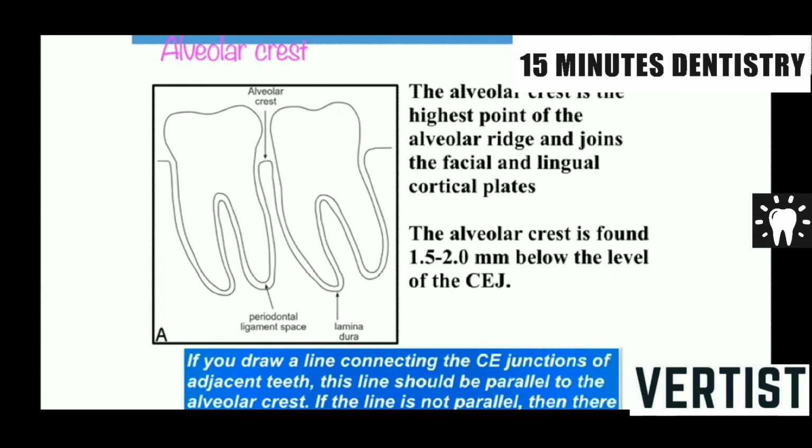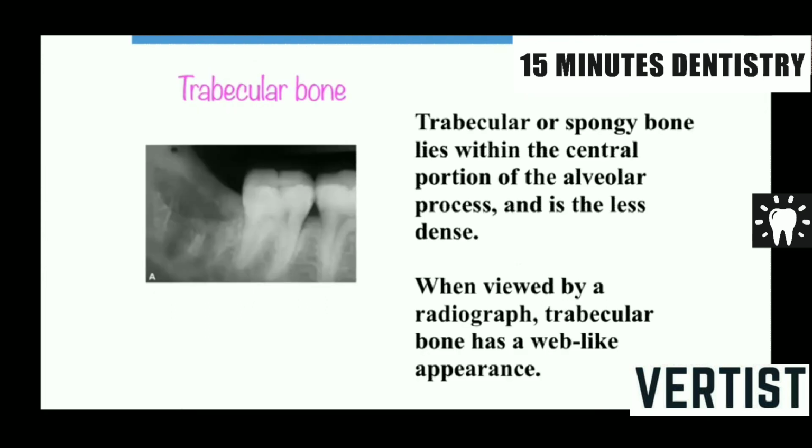Then you have something which is called the alveolar crest. The alveolar crest is the highest point of the alveolar ridge and joins the facial and the lingual cortical plates. And the alveolar crest is found 1.5 to 2 mm below the cemento-enamel junction.